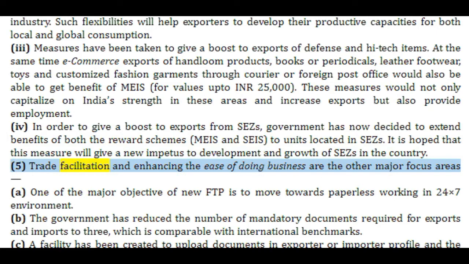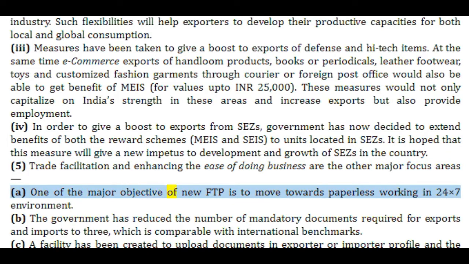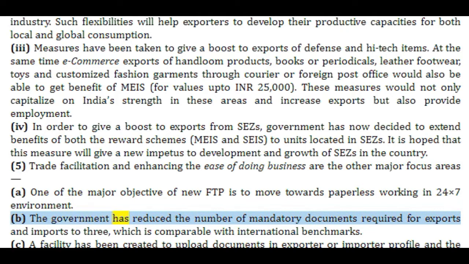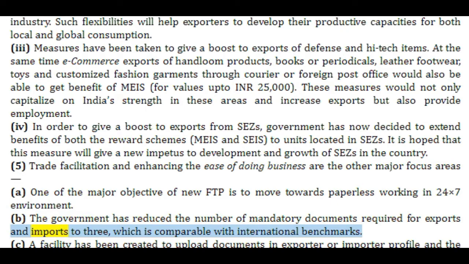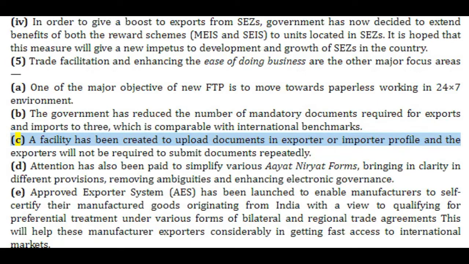5. Trade facilitation and enhancing the ease of doing business are the other major focus areas. A. One of the major objectives of the new FTP is to move towards paperless working in a 24/7 environment. B. The government has reduced the number of mandatory documents required for exports and imports to 3, which is comparable with international benchmarks. C. A facility has been created to upload documents in the exporter or importer profile, and the exporters will not be required to submit documents repeatedly.